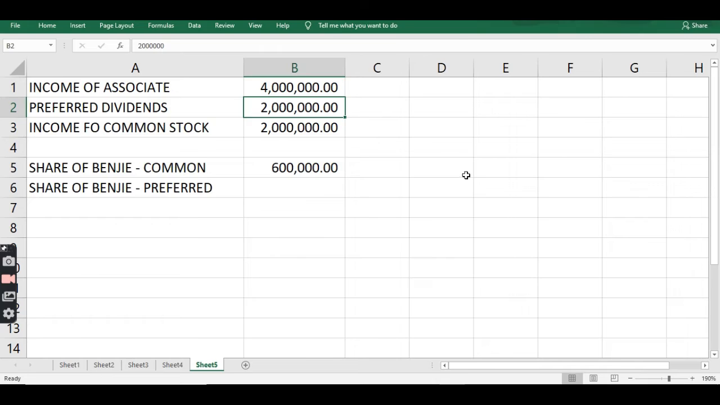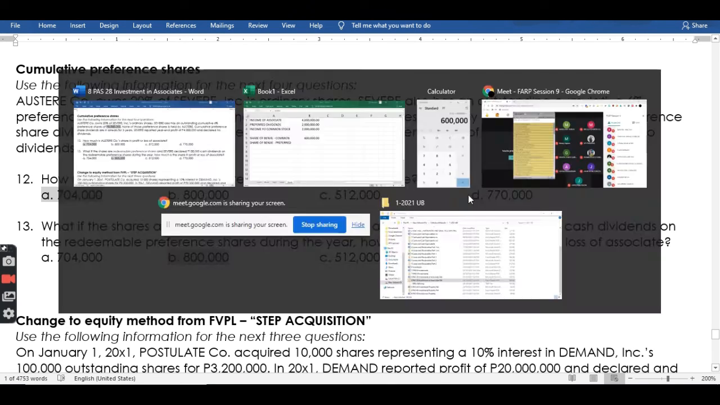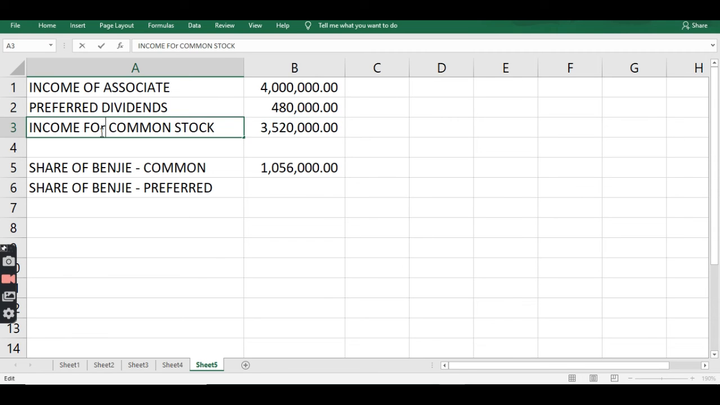Kunin natin yung preferred dividends. If that is 8 million at may 6% doon. Okay, so that's going to be 6% ng 8 million. So meron tayong 480 na preferred dividend. So ito na lang yung income for common shares natin. So ito siya. Tapos ilan yung sa atin?